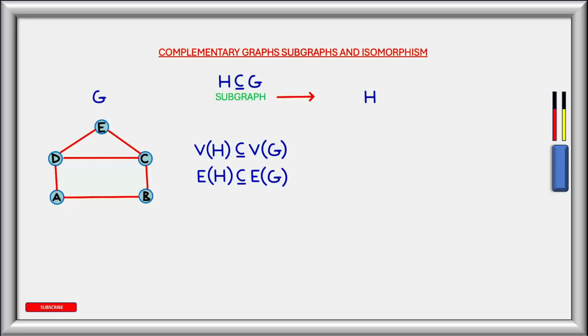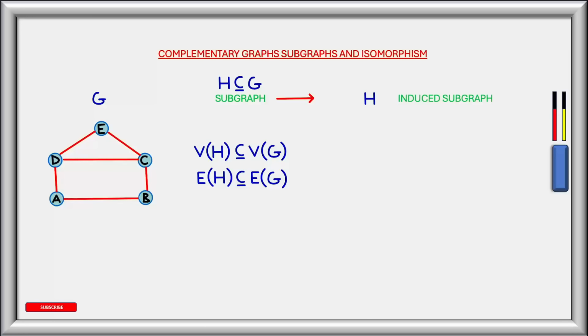Now let's take a look at a couple of special subgraphs. So first up is the spanning subgraph. A spanning subgraph includes every single vertex from the original graph, but it picks and chooses which edges to keep. So using graph G, a spanning subgraph would be graph H. So we have the complete set of vertices, but we're missing the edge from D to C.